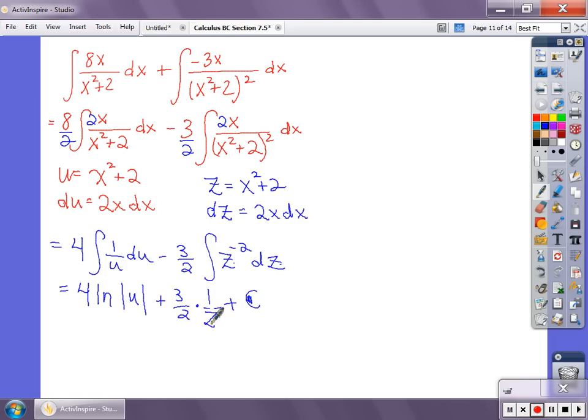And so now we're ready to resubstitute our u's and our z's. 4 times the natural log of the absolute value of x squared plus 2. Now, because it's x squared plus 2, that's always positive. You don't technically need the absolute value anymore. And then we're going to have plus 3 over 2 times x squared plus 2. And then we have plus c.